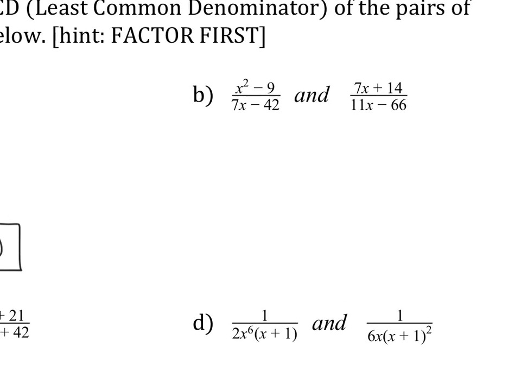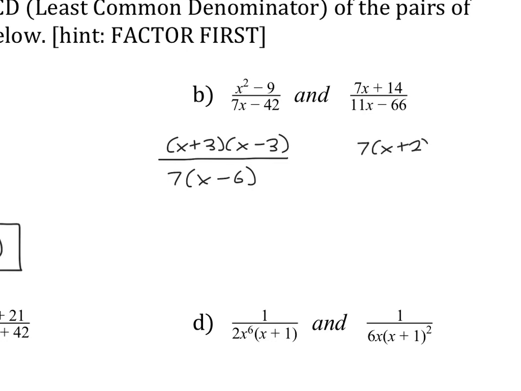Okay, let's look at part B. So here we are only looking at the denominators, but when we factor, we might as well factor everything. So for that first numerator, we can use difference of 2 squares. Our denominator, we can use GCF. So we can factor out 7, and then we have x minus 6. And for our second one, our numerator, we can factor out 7, so times x plus 2. And then in our denominator, there's a common factor of 11.